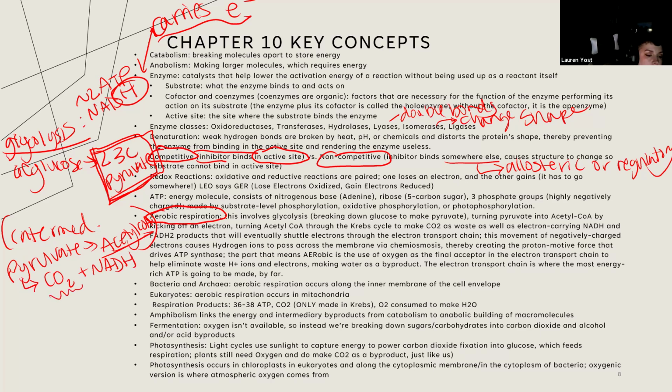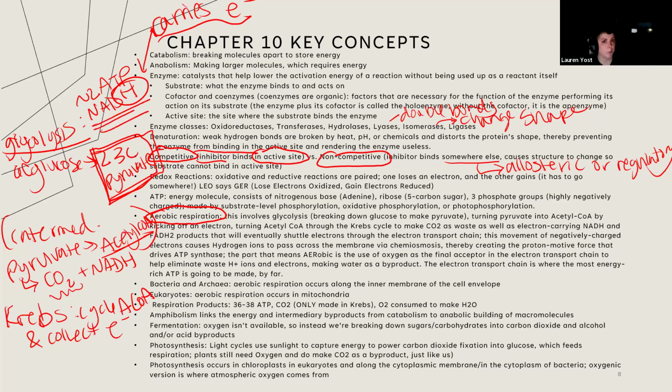This is the first time we're going to release CO2 as a waste product. Then in the Krebs cycle, we're going to basically cycle that acetyl-CoA through and collect electrons in the form of our NADH and FADH2. Okay, so we're stealing that off. We're also going to make a little bit of ATP and a little bit of carbon dioxide as well, right? And so that's a major step. So we have three major steps: the glycolysis, the Krebs, and then the electron transport chain.